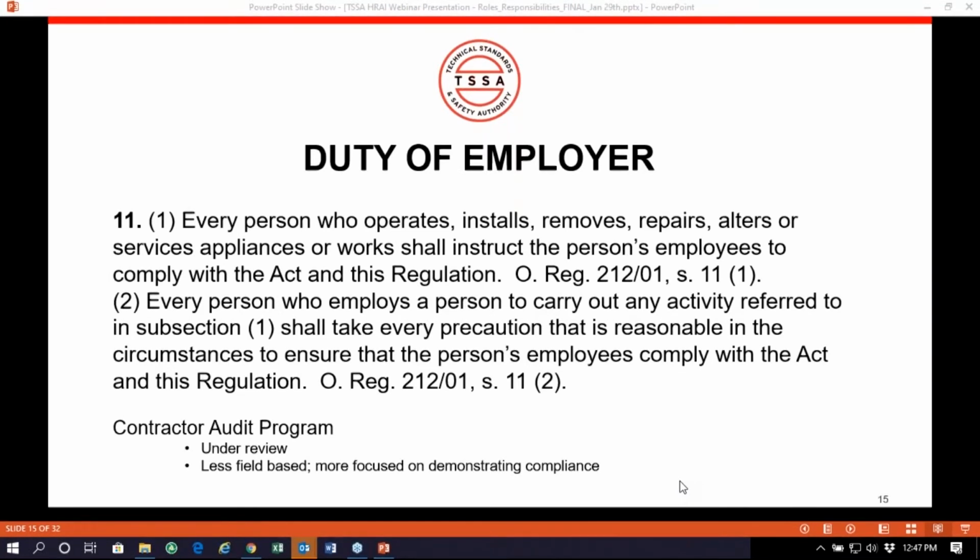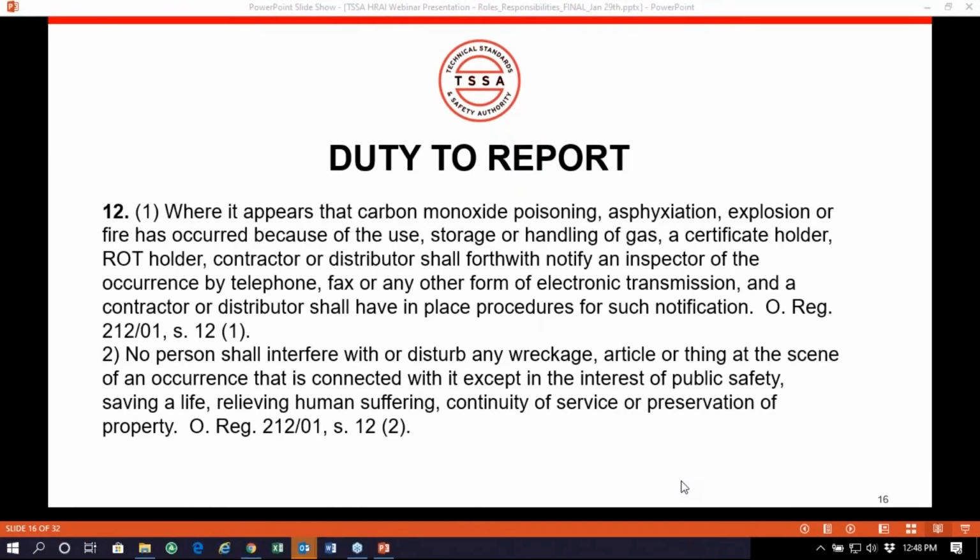The contractor audit program, some of you may or may not be aware that Sandra Cook has been going around to some of the chapter meetings and talking about that. And so there will be some further discussions on that in the future. Basically, the focus of the change in that program will be less field-based verification and more focused on demonstration of compliance, which fits in with what I just talked to you about in terms of the duty of an employer.